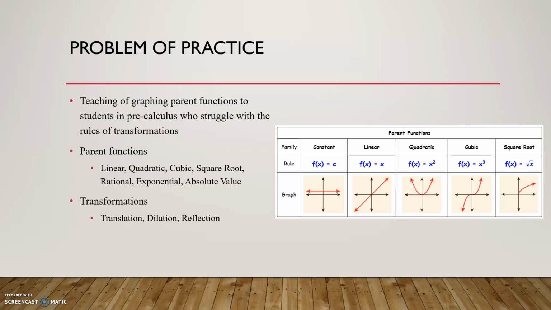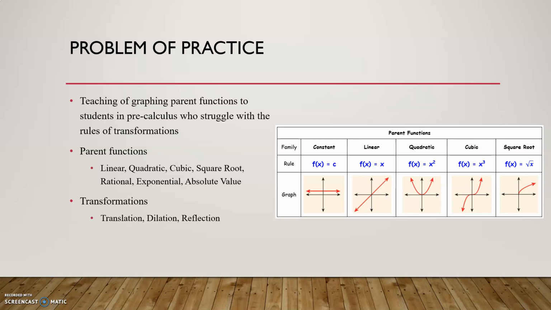And then the transformations that they'll be working with are translations, which are shifts in the graph. It can be a vertical shift, which moves the graph up and down. It can be a horizontal shift, which moves the graph left and right. Dilations are stretches or compressions. It can be stretched or compressed vertically, and the graph can be stretched or compressed horizontally.